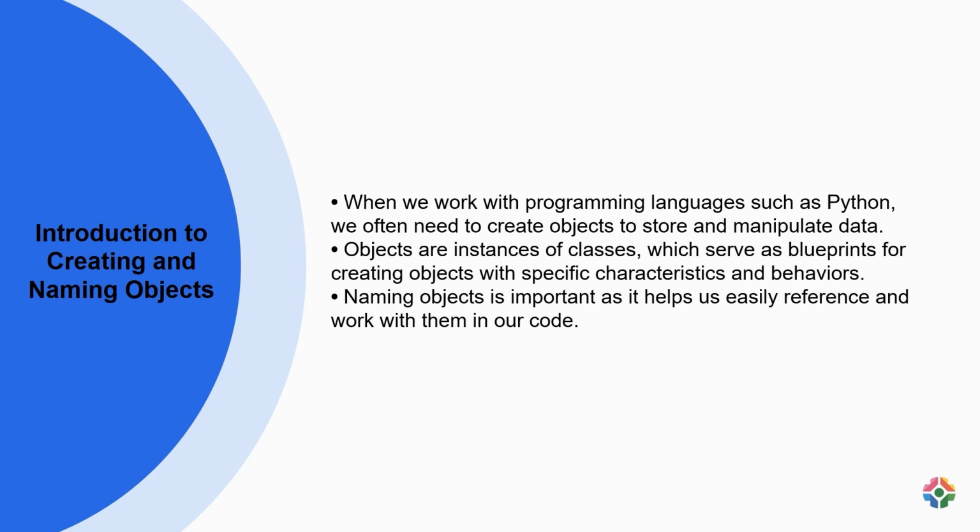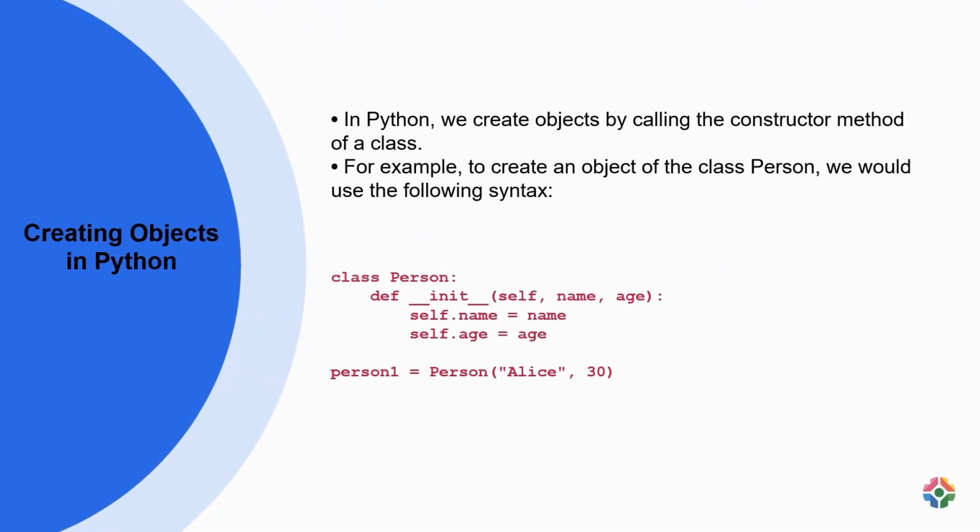For example, in a banking application, we may have objects named account or transaction to represent account details or financial transactions, respectively. This naming convention helps in organizing and managing the code effectively. Objects in Python are instantiated by invoking the constructor method of a class.